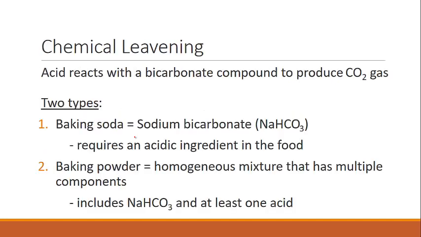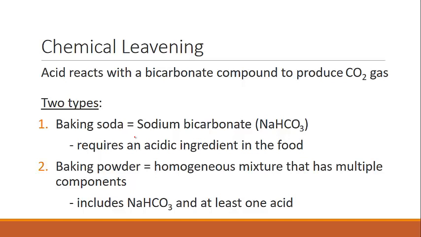The last type of leavening agent is the one where, if you want a quick bread, you're going to see these ingredients involved. In chemical leavening, you have an acid that reacts with a bicarbonate compound to produce CO2 gas. This is one of those reactions that we saw in our acid-base discussion, where you have an acid and a bicarbonate compound, which is a base. When bicarbonate compounds react with an acid, a special process occurs in that neutralization reaction, where you actually get it breaking down further to produce that CO2 gas.